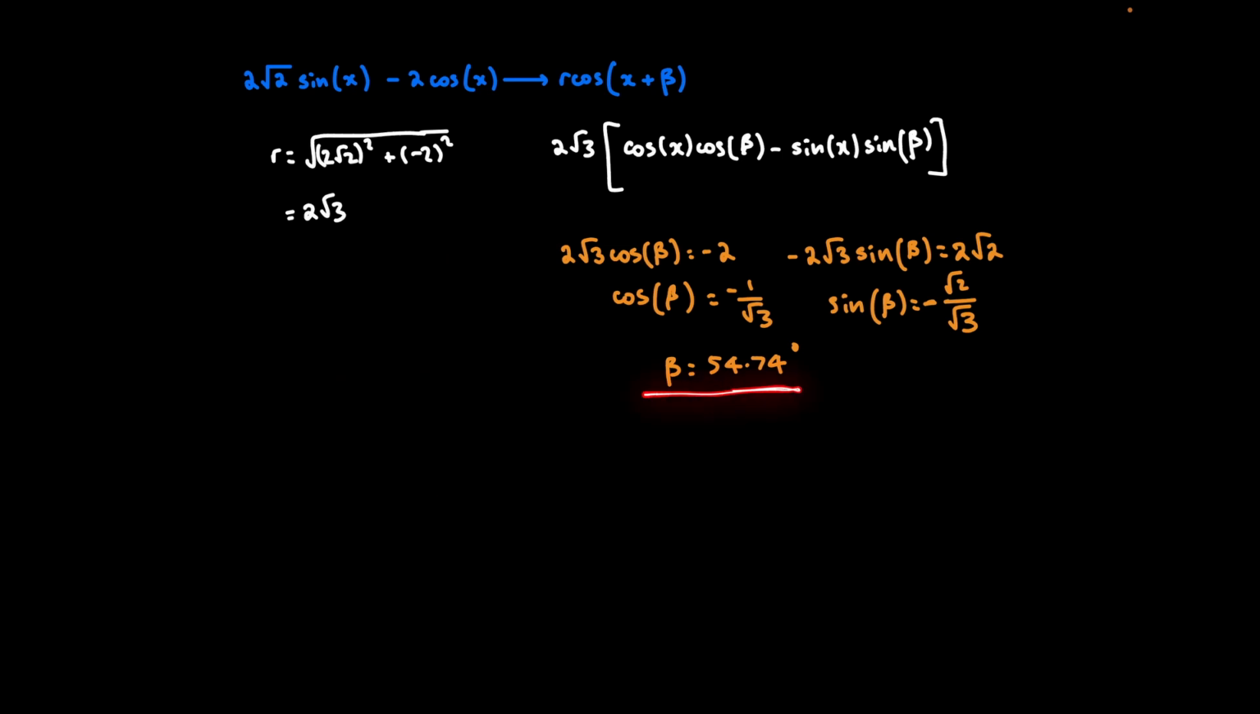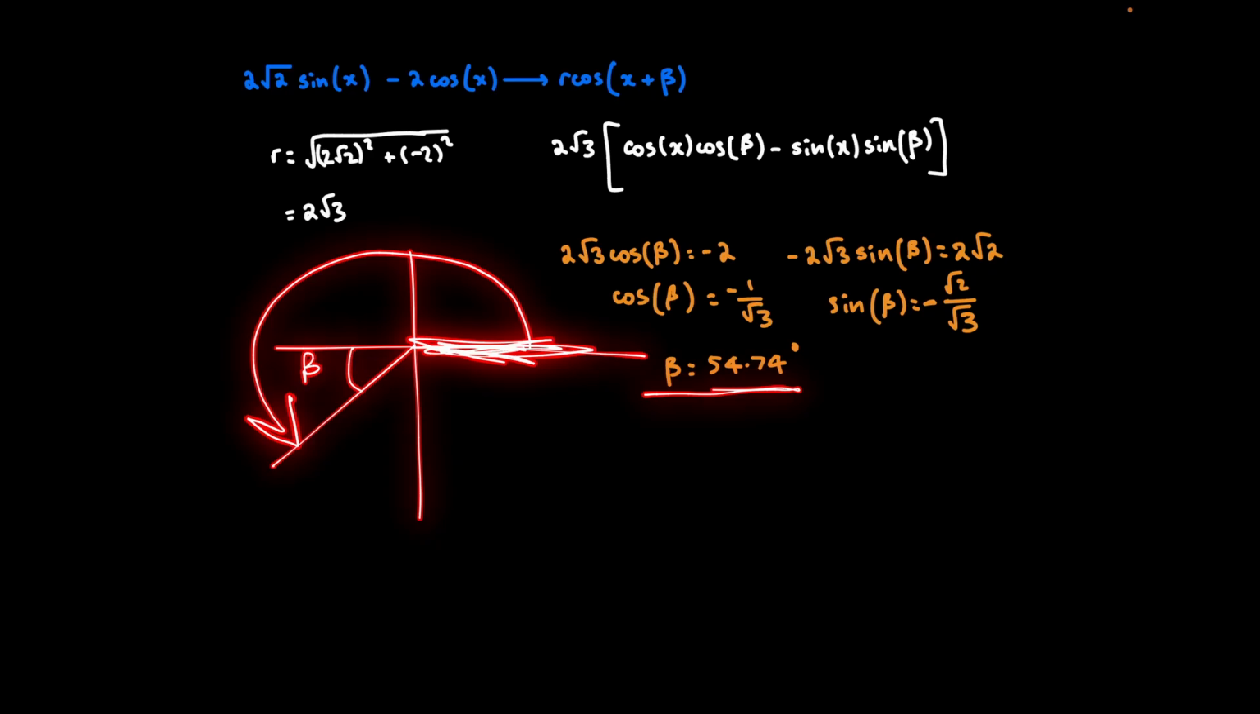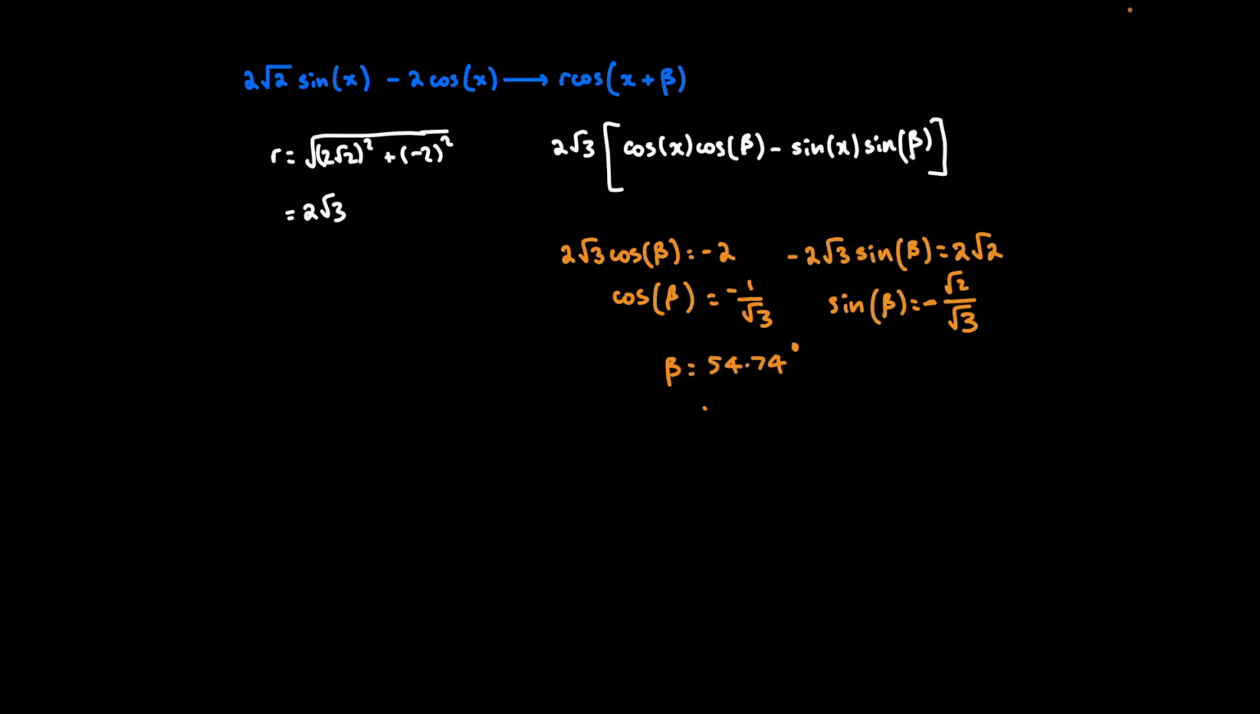So now that we have this as our reference angle, what is the angle that actually gives us this value? If we measure it from the x-axis all the way around, what is this angle? Well, it's simply 180 plus 54.74, which is 234.74 degrees. So that means our final answer is going to be 2 square root 3 times the cosine of x plus 234.74 degrees. And that's how you do this question.